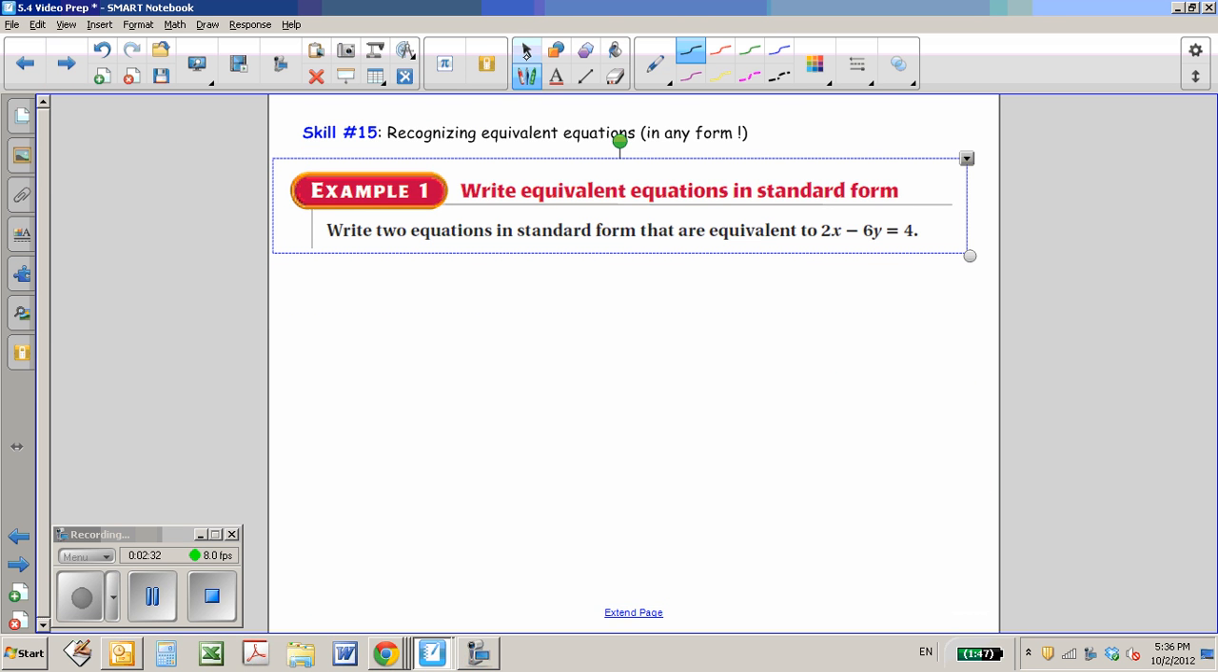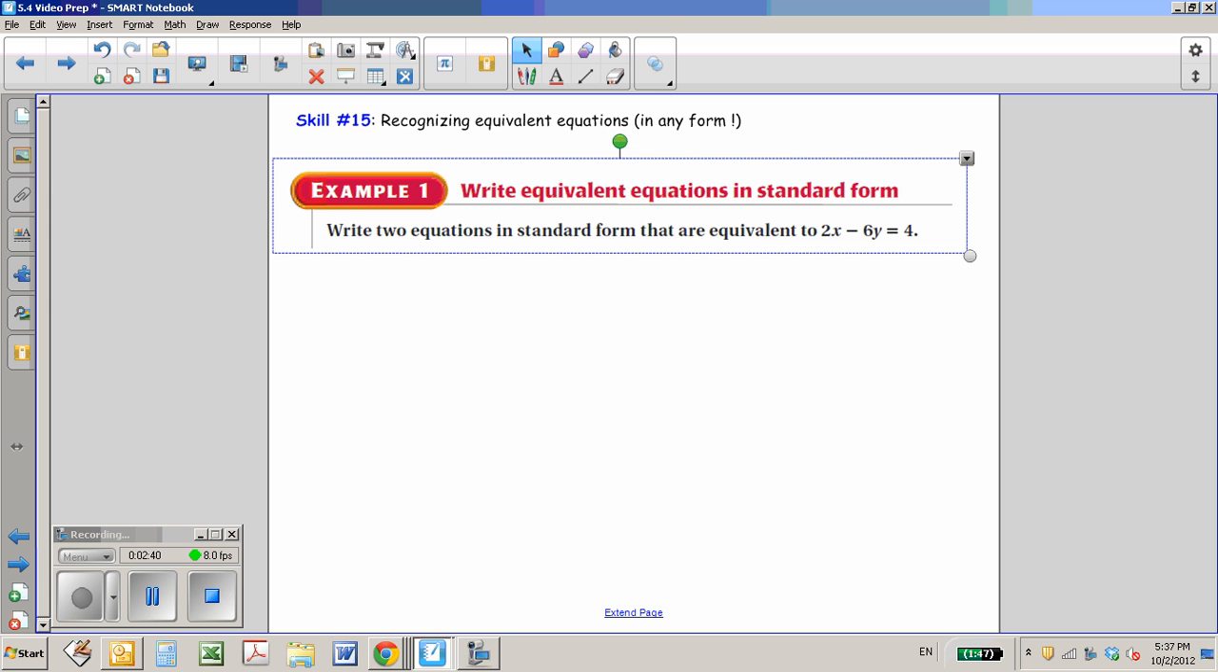Okay, so the first skill that we're going to talk about is recognizing equivalent equations in any form. Basically, to get equivalent equations, you simply have to take an equation and either multiply it by the same number or divide it by the same number.